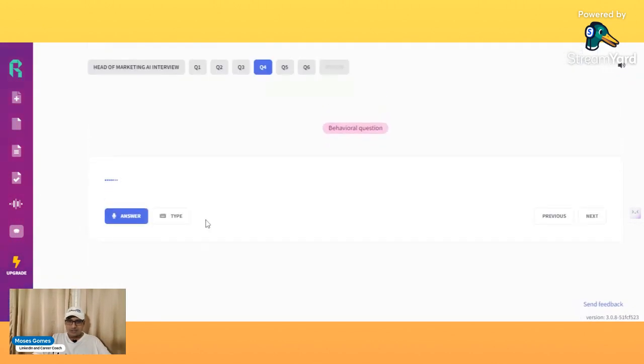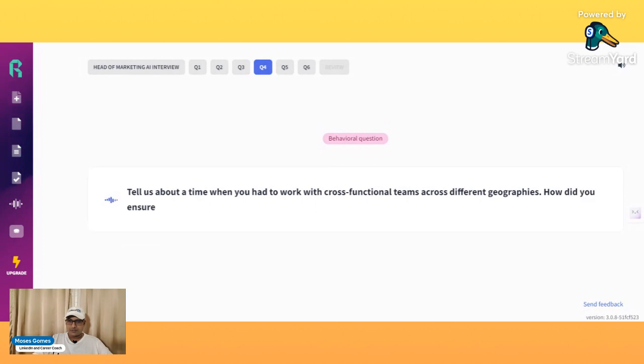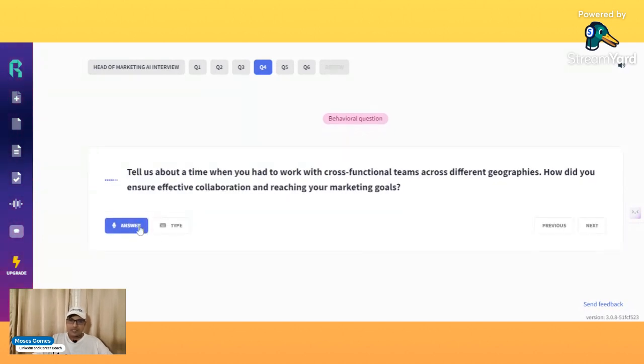Tell us about a time when you had to work with cross-functional teams About the across time when different you had to work geographies. with cross-functional How did you teams ensure across effective different geographies. collaboration and reaching your marketing goals? How to ensure effective collaboration, reaching your marketing goals.